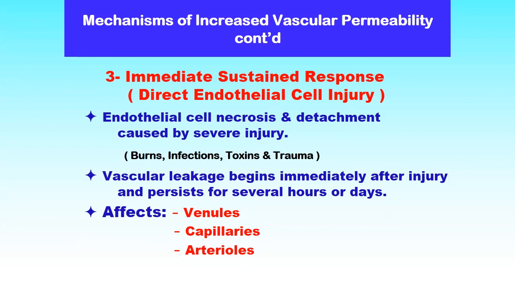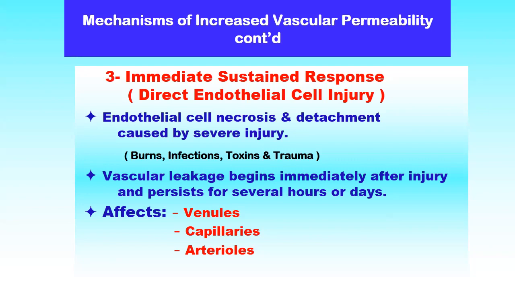The third mechanism of increased vascular permeability is immediate sustained response, or immediate sustained vascular leakage, due to the direct endothelial cell injury. There is endothelial cell necrosis and detachment caused by severe injury, such as in cases of burns, infection, toxins, and trauma. In this mechanism, the vascular leakage begins immediately after injury and persists for several hours or days.